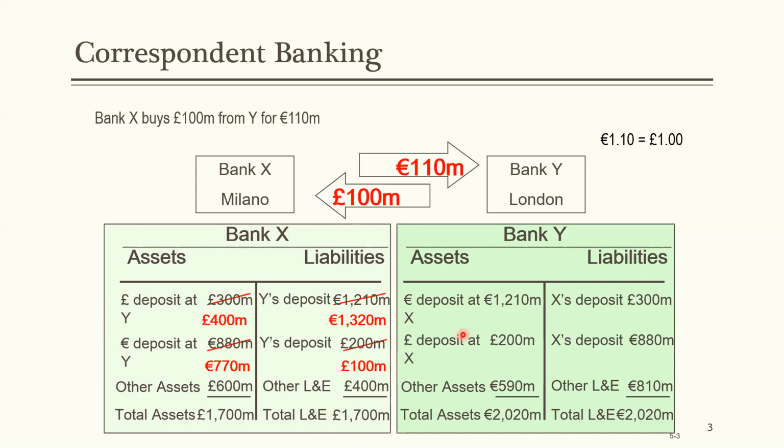If we do the same analysis for Bank Y, we will see that they have the opposite change. Okay, because they receive the pound, they should see an increase in pound assets. They receive the euro, so they have an increase in the euro asset. They pay the pounds, so they should see a decrease in the pound assets. On the liability side, it should be the opposite. So overall, bank-wise, assets and liabilities should not change as well. Okay.